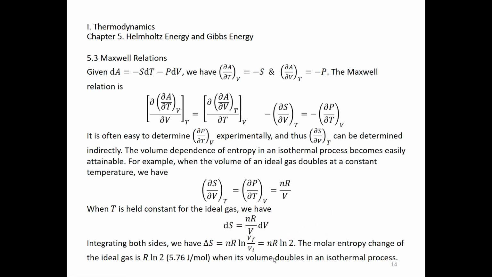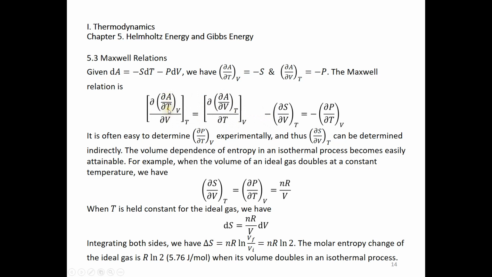Now let's prove the last two Maxwell relations. Given dA is equal to negative S dT minus PdV, we have negative S is dA over dT at constant volume right here. And then over here, negative P is dA over dV if dT is 0. So we have these two equations already, and then we will take the second derivative of A with respect to T and then V, or V and then T. Either way, the result should be the same.